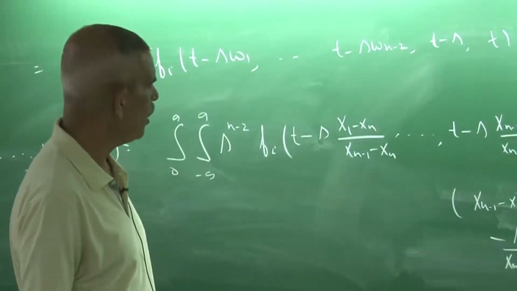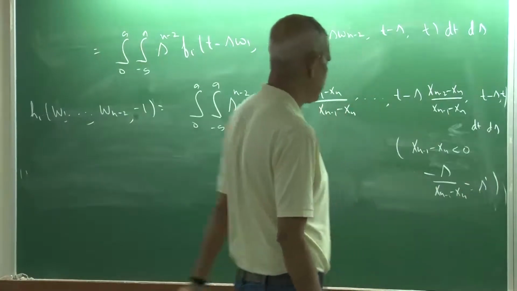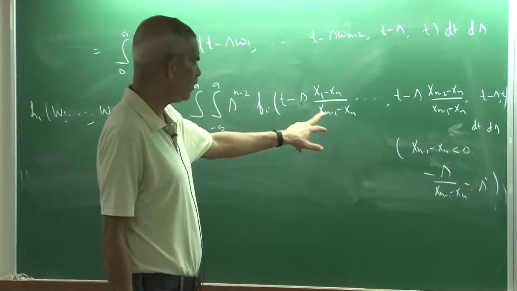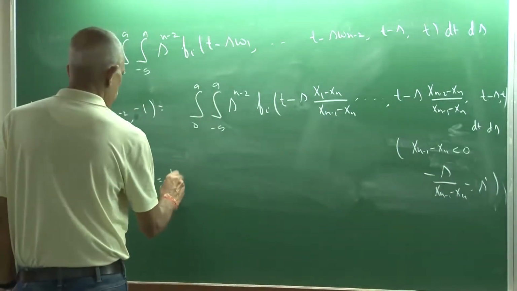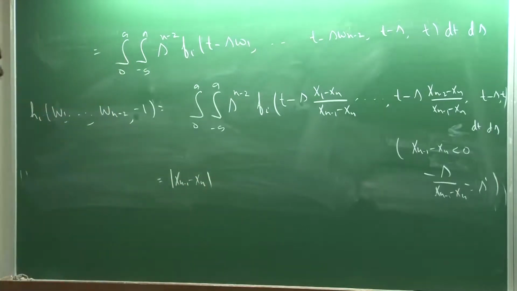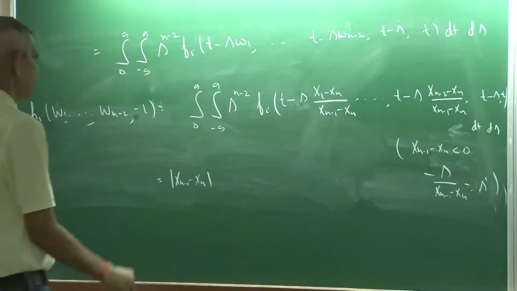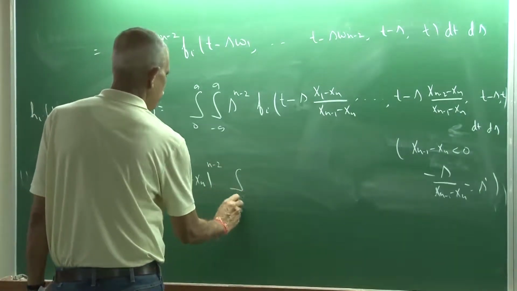Yeah, so how much does it become? s becomes mod of xn minus 1 minus xn to the power n minus 2. The 1 would come through this Jacobian. So this becomes mod of xn minus 1 minus xn, which in this case you know is negative. So it would be xn minus 1 to power n minus 2. But I have to keep the range here as 0 to infinity.